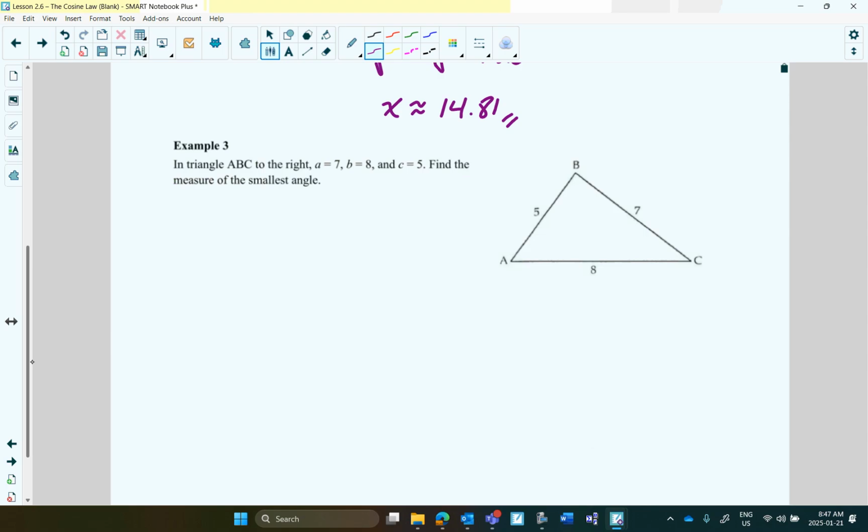First of all, what's the smallest angle in this triangle? And how can you find it? It's always opposite the smallest side, which in this case will be angle C.